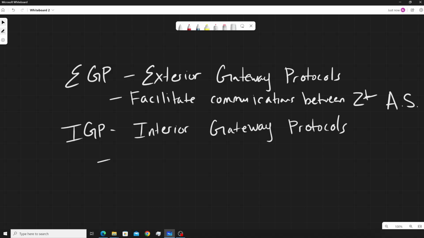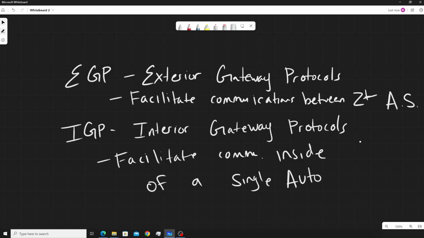So we've got to define this word, autonomous system. Communication inside of a single, and let me spell it here, autonomous system. For autonomous system, we need to define two words. So we need to first define network operator.